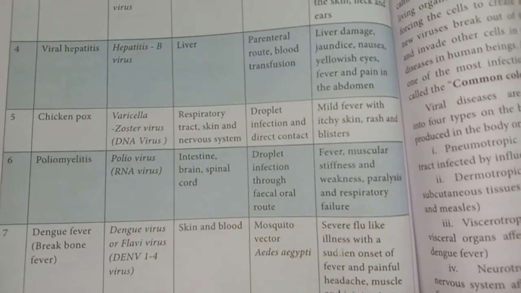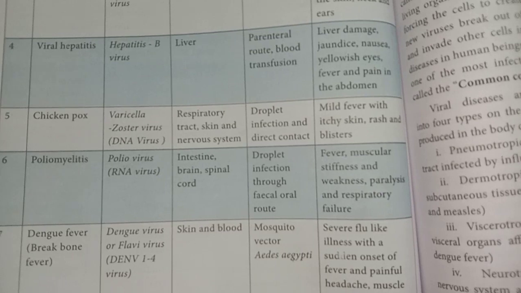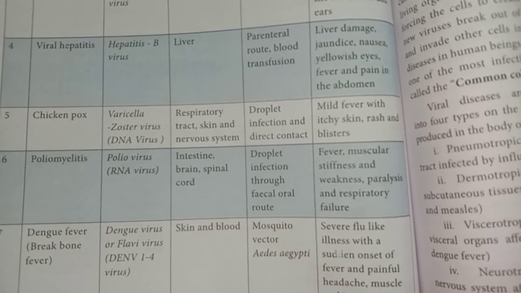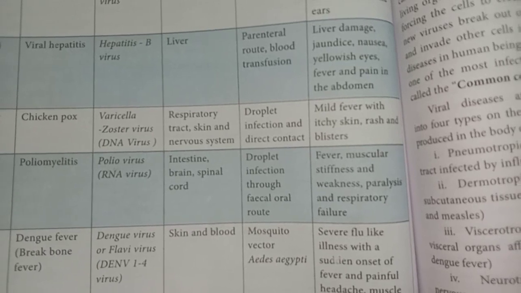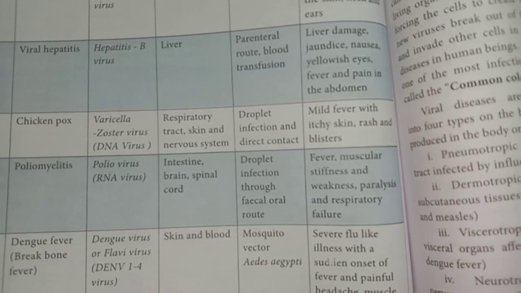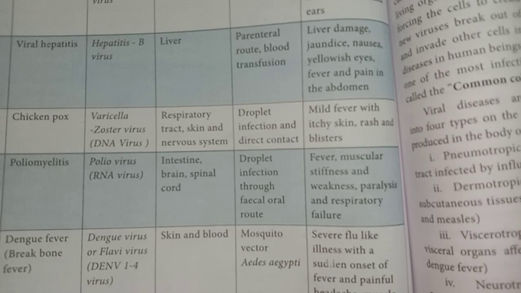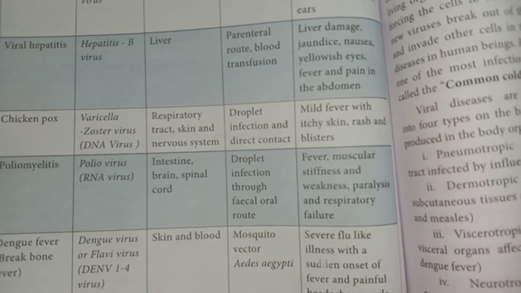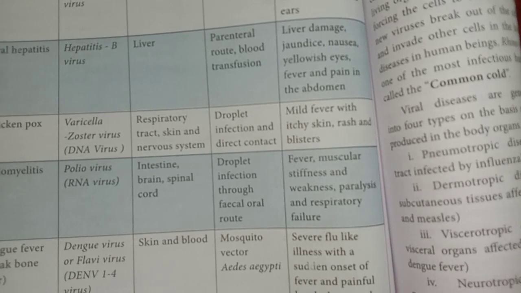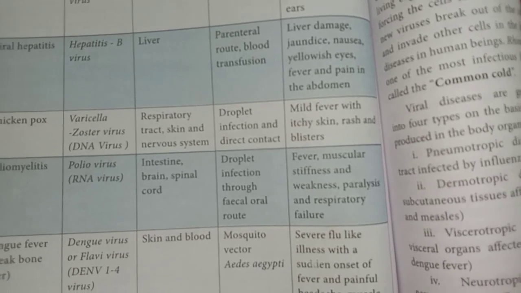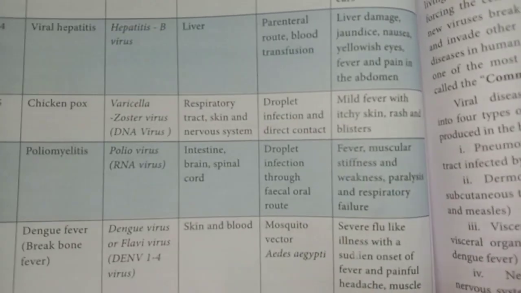Then the fifth example of viral disease is chickenpox, causative organism varicella, and this disease affects the respiratory system, skin and nervous system. Transmission is by droplet infection and direct contact. Then symptoms: mild fever with itchy skin, rash and blisters.